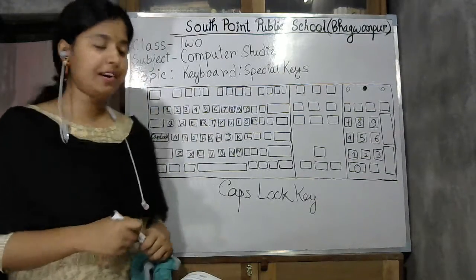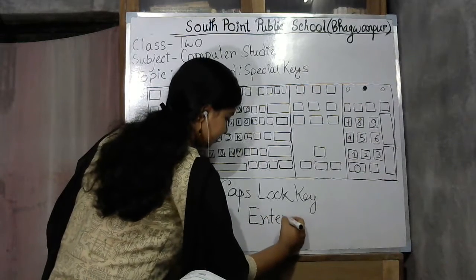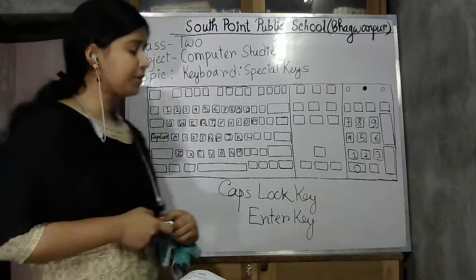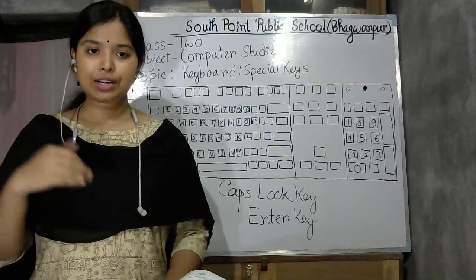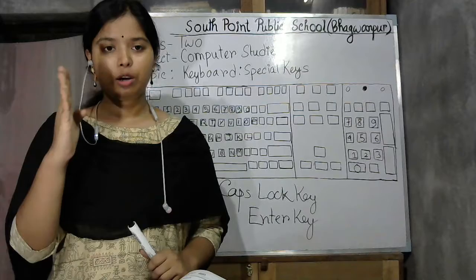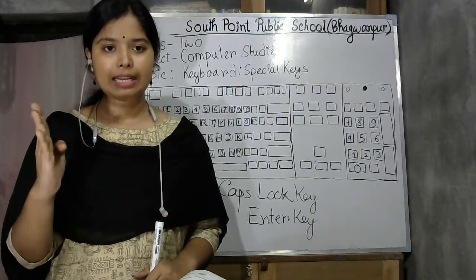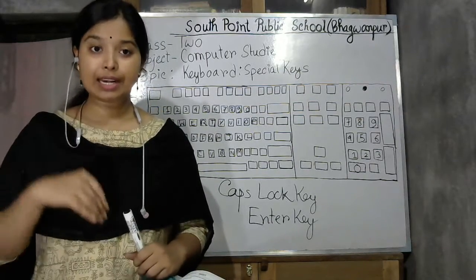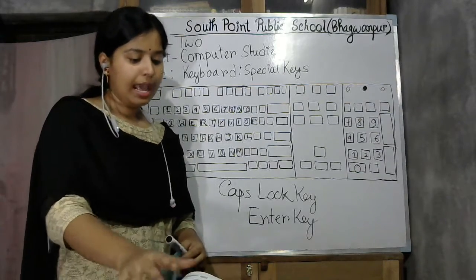Next comes enter key. What is enter key? We use the enter key to move the cursor to the next row. What is a cursor? Cursor is a straight line on the monitor that blinks, a white straight line that blinks. And if we want to move the cursor to the next row, then we use the enter key. It is also called the return key.